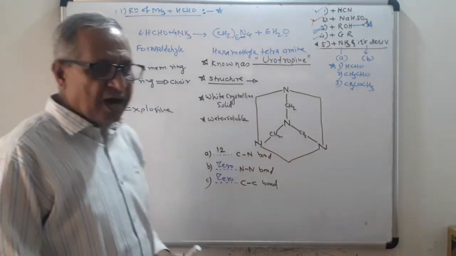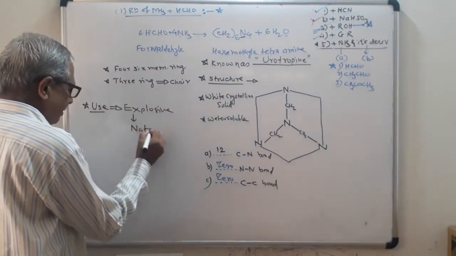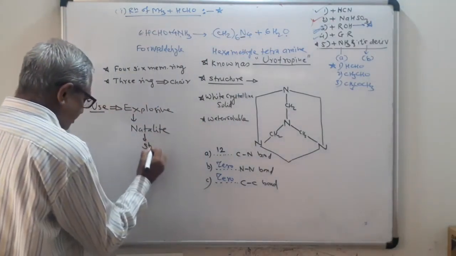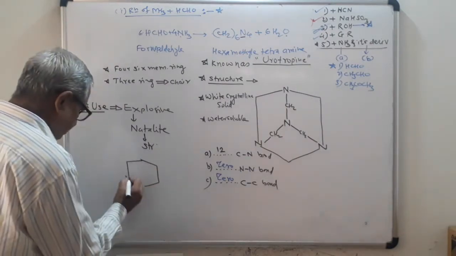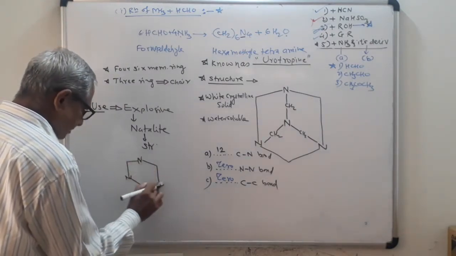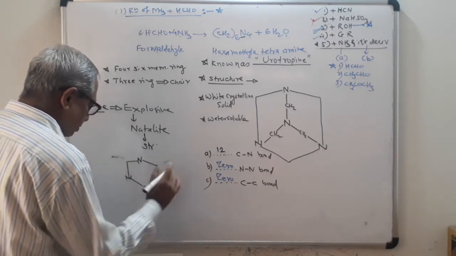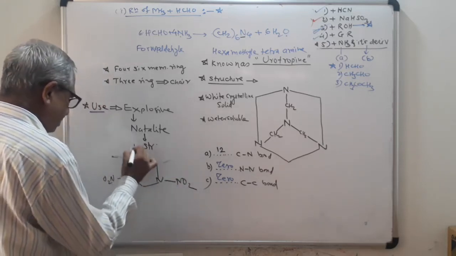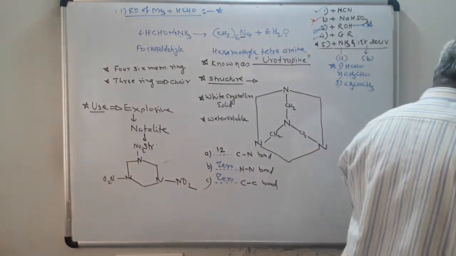You know the explosive RDX. In this case, the explosive is natalite. And see the structure of natalite: a 6-member ring containing alternate nitrogen atoms, and the nitrogen atoms will be attached to the NO2 group. This is the trinitro derivative, and this is the structure of natalite.